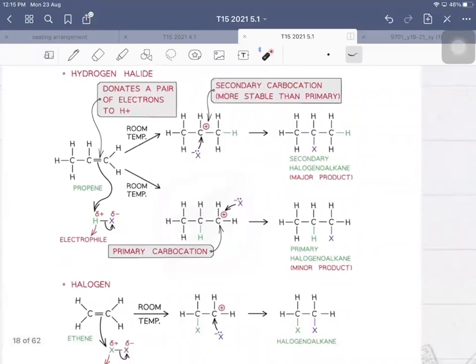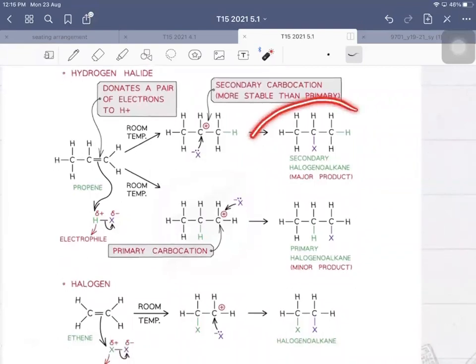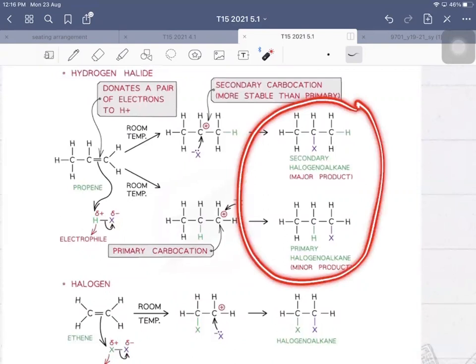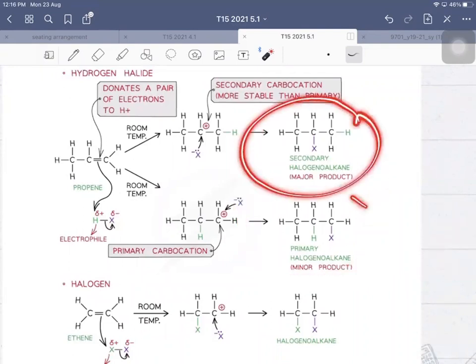Okay, unless of course you use a symmetrical and unsymmetrical alkenes, in which case you will have two products which may not be easy to separate, especially since they are isomers. So they're not as easy to separate.